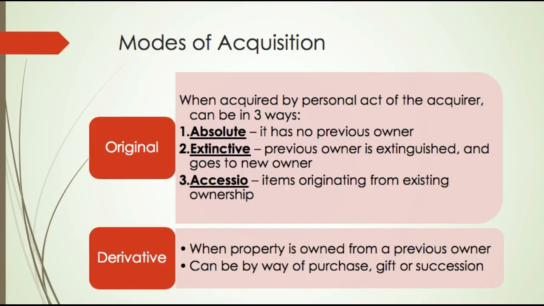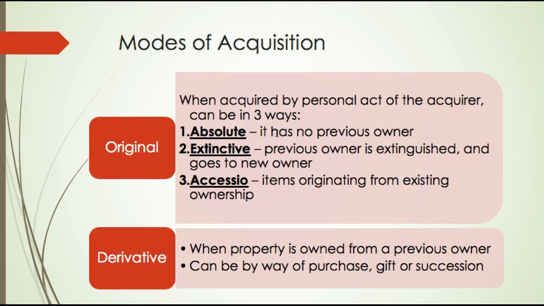Those are two significances of ownership. Now let's take a look at the modes of acquisition. How do you actually acquire a property? You can do it by original acquisition or derivative acquisition. The difference between the two: original means you get it from the personal act of the acquirer, while derivative means you assume that right from another person. Original acquisition can be by way of three ways. Number one is absolute acquisition, where the property has no previous owner.